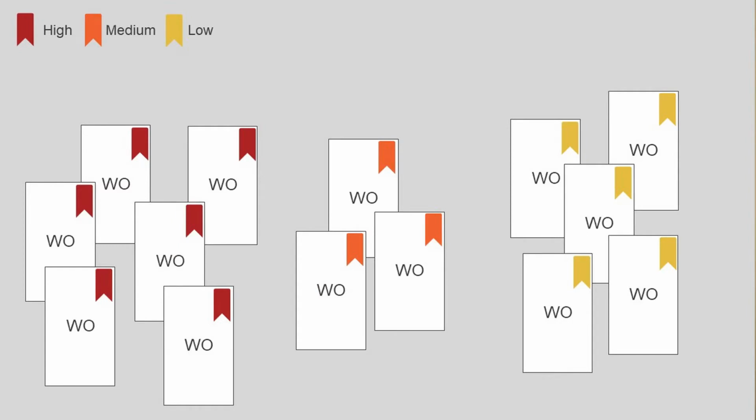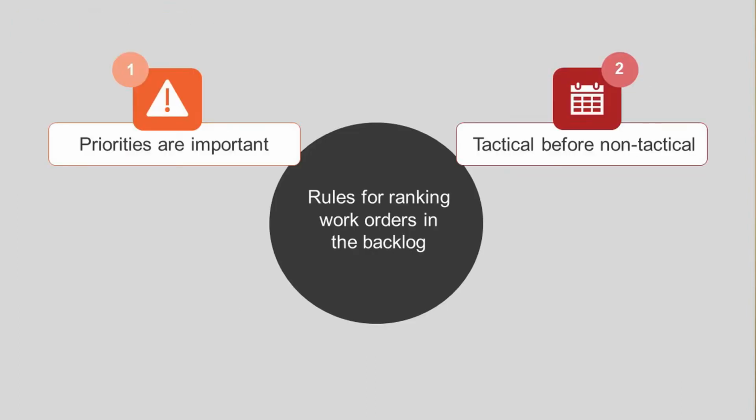Rule number 2, tactical before non-tactical. Tactical work is program tasks that are generated by the enterprise asset management system. Some call it programmed work, some call it maintenance strategies. We're going to call it tactical work. The point is, tactical work is deliberately designed to be executed at a specific point in time.